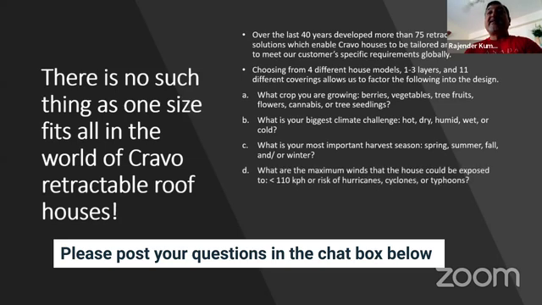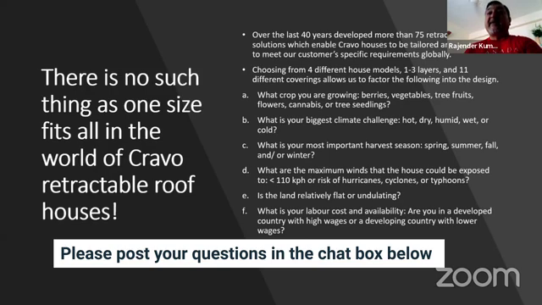So, what are the maximum winds that the house could be exposed to? So normally our flat roof X frame is suitable up to 110 kilometers per hour, but the rafter and A frame can adjust up to 200 kph. Is the land relatively flat or undulating? So if you have a flat land, then we can consider a rafter house or A frame. And if it is an undulating type, then X-frame may work well.